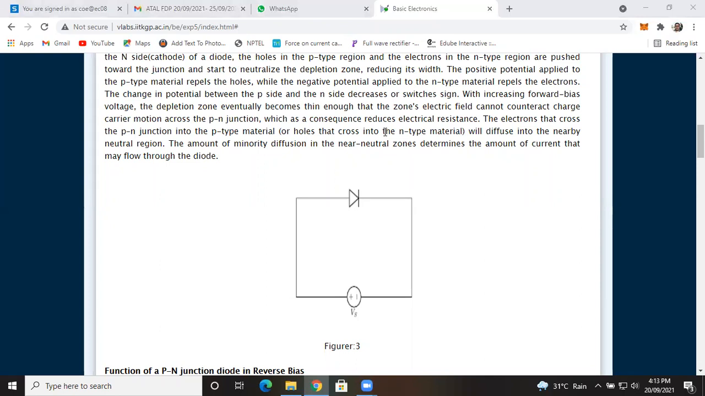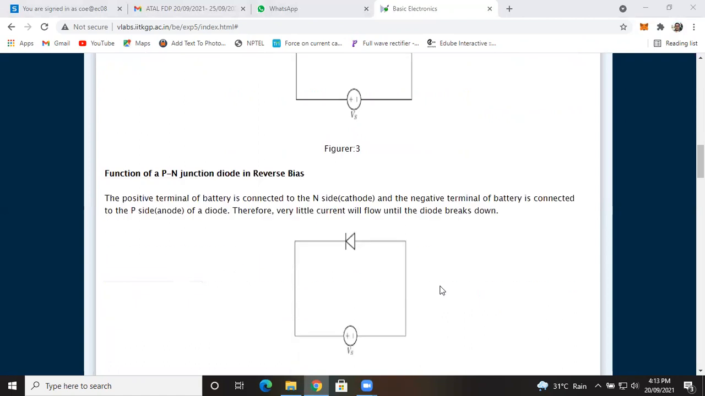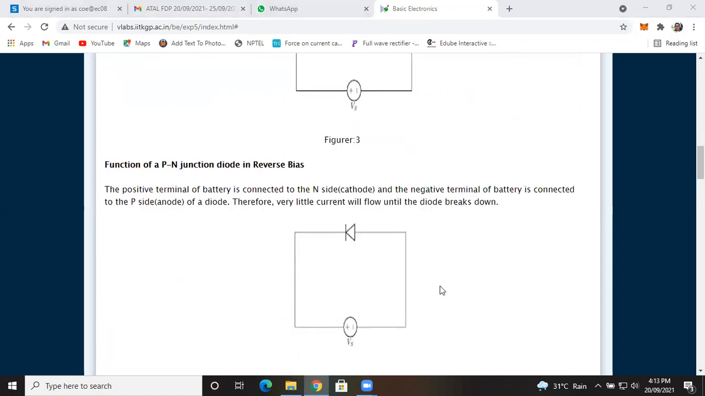Okay. And now see the theory behind the PN junction diode when it is connected in reverse bias. When we say that the diode is connected in reverse bias, it means the positive terminal of the diode is connected to the negative terminal of a battery, as you can see in the diagram, and the negative terminal of the diode is connected to the positive terminal of the battery. That time we say that the diode is connected in reverse bias.